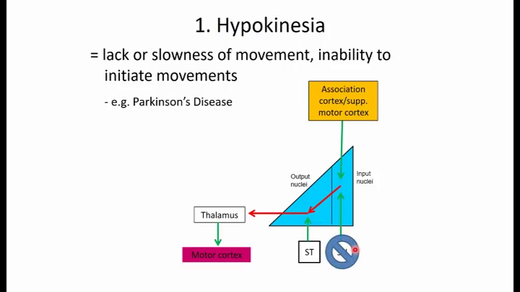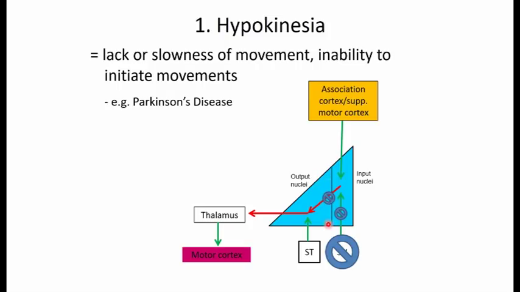Dopamine is an essential neurotransmitter that comes from the substantia nigra and fuels the input nuclei, for example, the putamen. So without the substantia nigra and the dopamine from the substantia nigra, the input nuclei can no longer function properly. So what this means is that even if a plan for movement arrives from the association cortex, this would normally trigger the input nuclei to inhibit the output nuclei. However, without its fuel, the input nuclei can no longer do this.